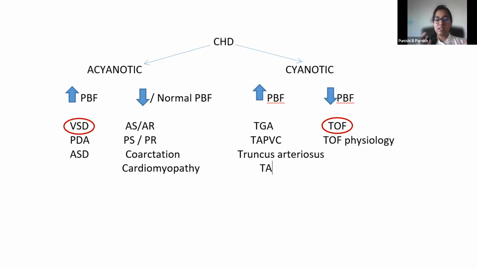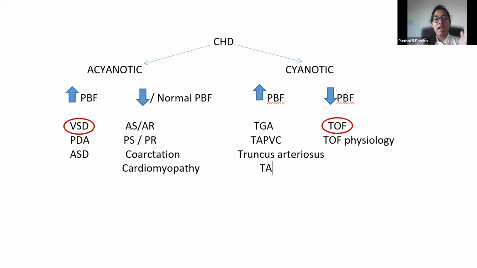Now, why is this important? What exactly is this concept of increased pulmonary blood flow? We'll be seeing that in the next few slides. But remember, when I'm talking about an acyanotic heart disease, I'm referring to VSD because that's the most common acyanotic heart disease. And when I'm talking about cyanotic, I'll be referring to TOF because these are the 2 commonest in their respective categories.